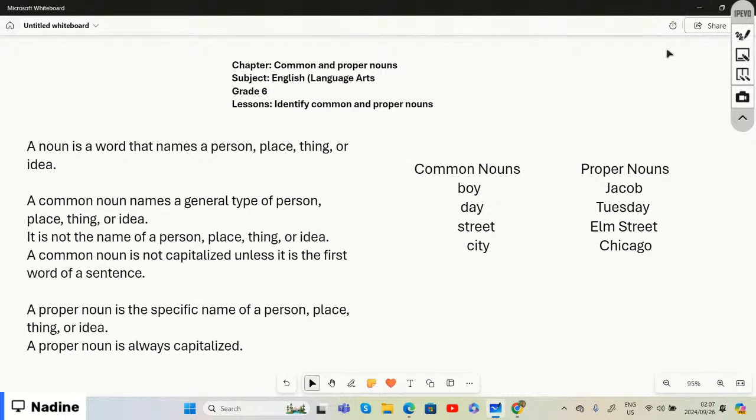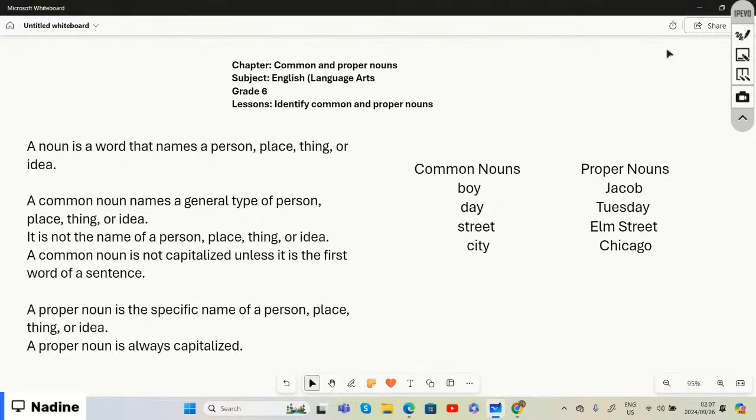All right. So a noun is a word that names a person, names a place, names a thing, or names an idea, right? That is a noun. So we have general nouns, which we call common nouns, and we have nouns that are a bit more specific, and we call those proper nouns, right?